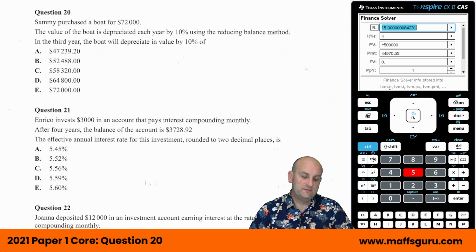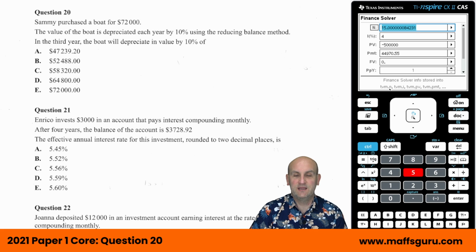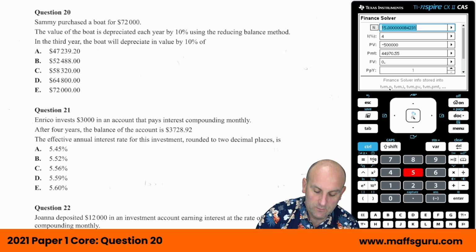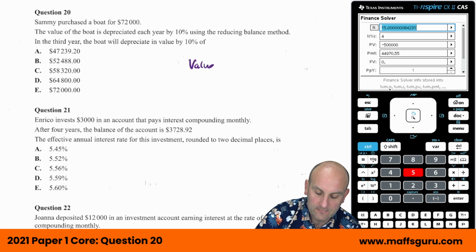Sammy purchased a boat for $72,000. The value of the boat is depreciated each year by 10% using a reducing balance method. In the third year, the boat will depreciate in value by 10% of. Well, that's a trick, they actually wanted you to find the value in the second year.